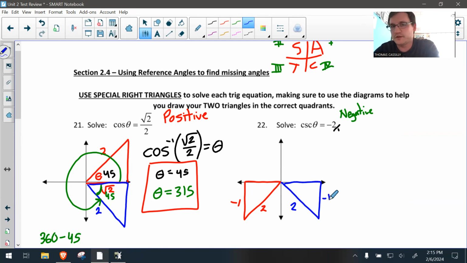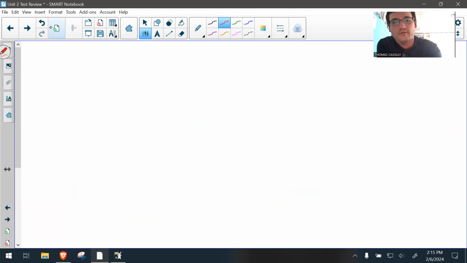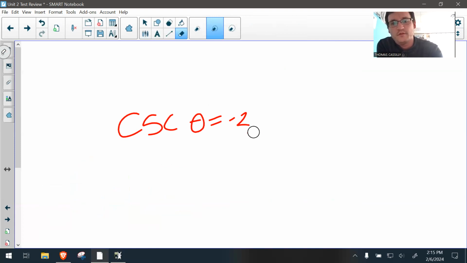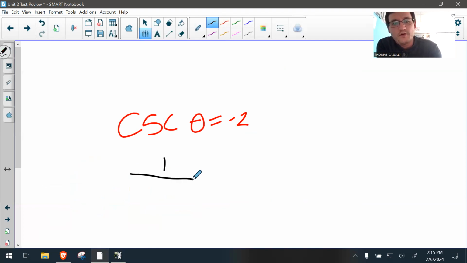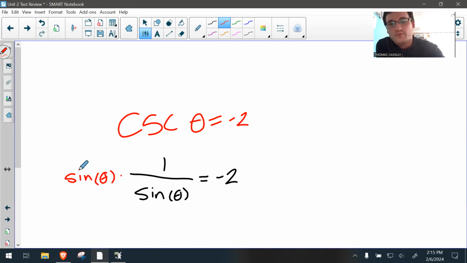Now, the way we type this one into our calculator is going to be a little bit different, right? Because there is no cosecant button on our calculator here. So we know the cosecant of theta was -2 over 1. Here's what we're going to do. I'm going to call it -2. I'm going to say this is equal to 1 over the sine of theta, right? Because that's the reciprocal. 1 over sine of theta equals -2. And what we have to do here is solve this for the sine of theta. So we're going to multiply both sides of our equation by the sine of theta.